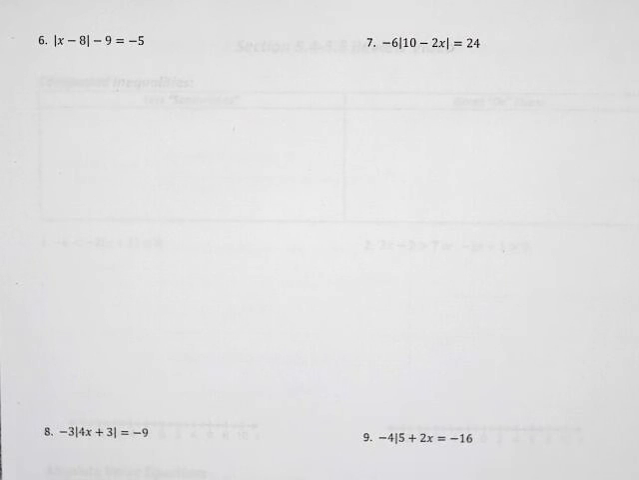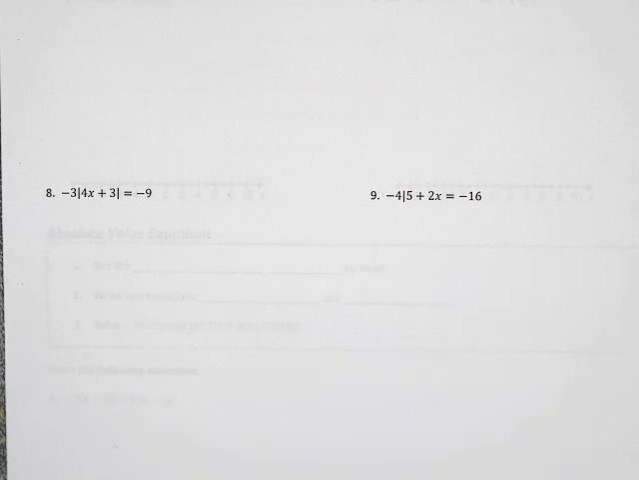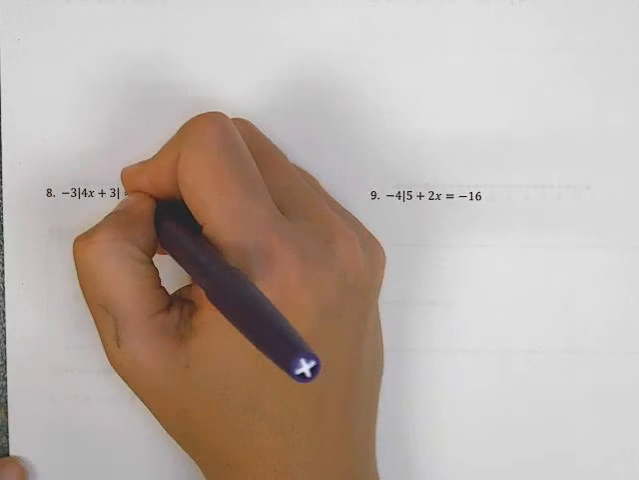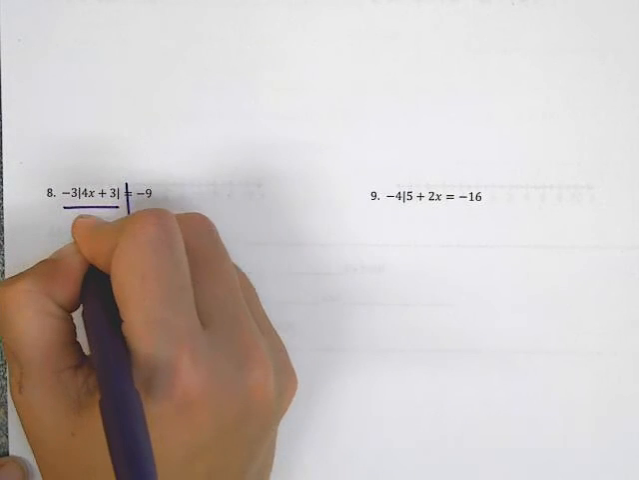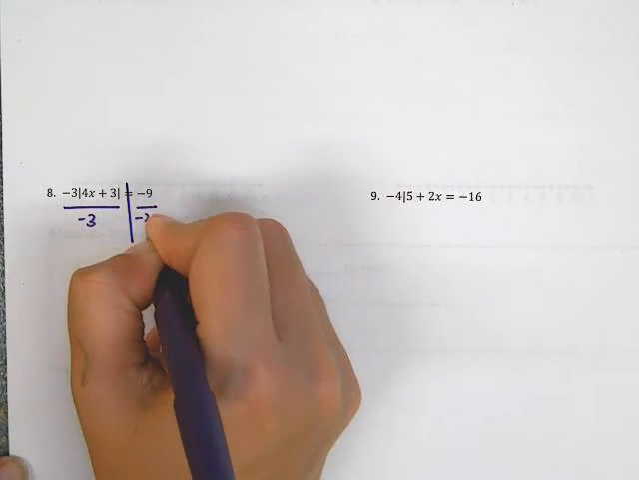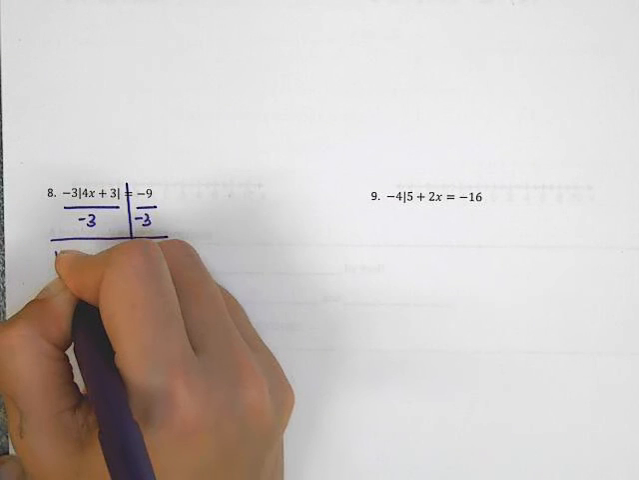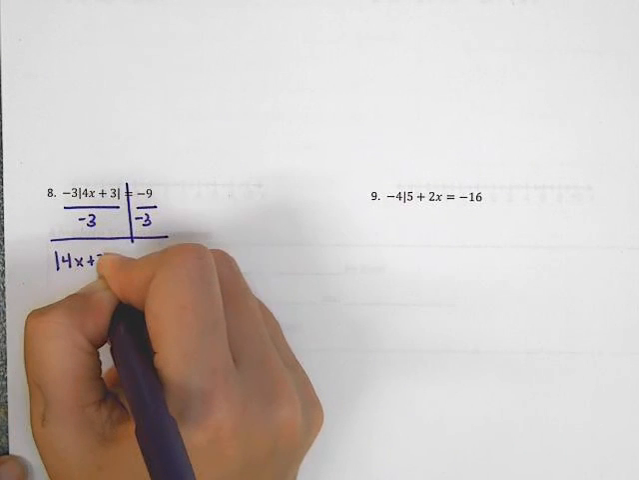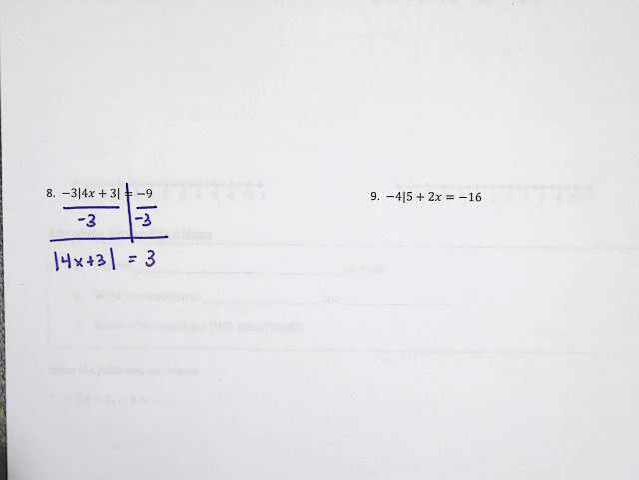let's do number 8. Number 8 is a good example of when we need to isolate an absolute value by multiplying or dividing. So at first glance, I might go, oh, it's equal to a negative number, there must be no solution. But if I isolate the absolute value, which means if I divide by negative 3, I get that the absolute value of 4x plus 3 would equal positive 3. Now, because 2 negatives make a positive.